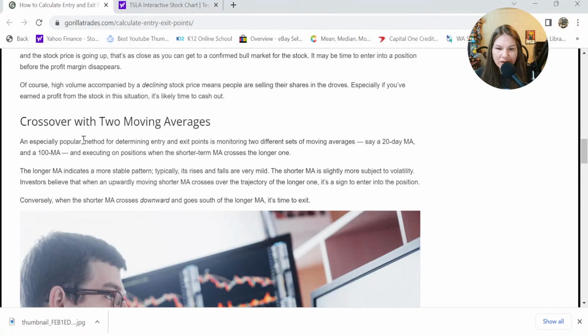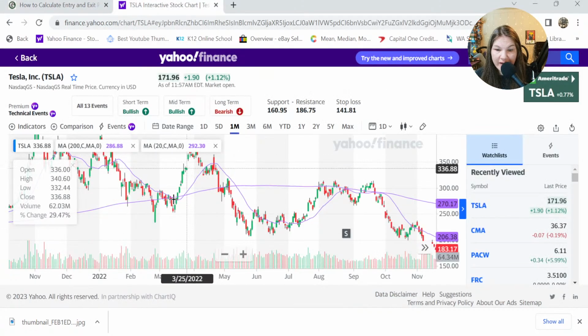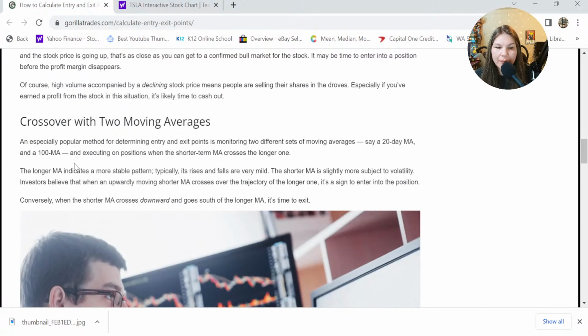So, crossover with two moving averages, and that's what we did here. Let's see what they say about that. An especially popular method for determining entry and exit points is monitoring two different sets of moving averages, say a 20-day and a 100-day, and executing on positions when the shorter term crosses the longer one.